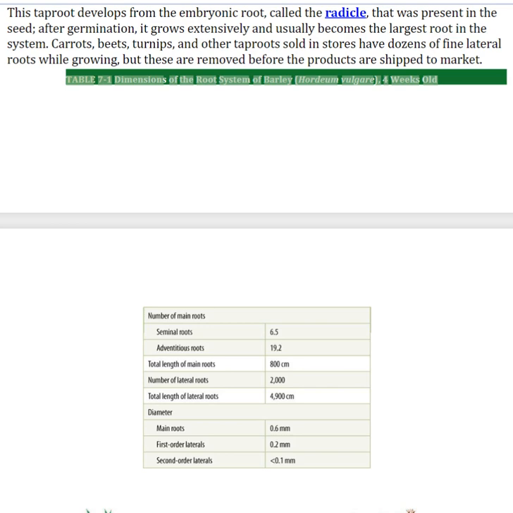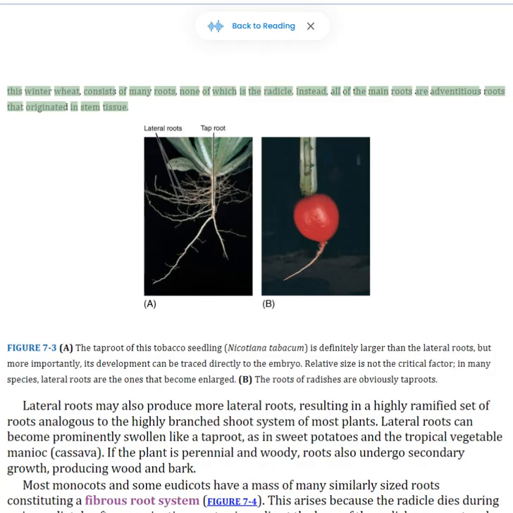Table 7.1 Dimensions of the root system of barley, 4 weeks old. Figure 7.2 Some taproots, such as a carrot, become extremely swollen and are much larger than the numerous lateral roots, whereas in other species, such as sunflower, the taproot is about the same size as the laterals. The important criterion is that the taproot develops from the root of the embryo, the radicle. A fibrous root system, as in this winter wheat, consists of many roots, none of which is the radicle. Instead, all of the main roots are adventitious roots that originated in stem tissue.